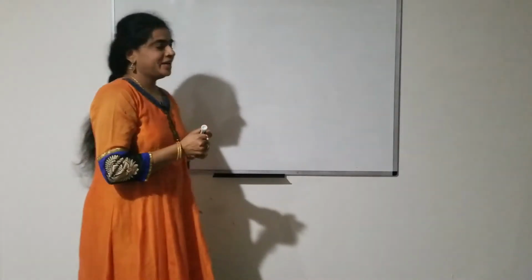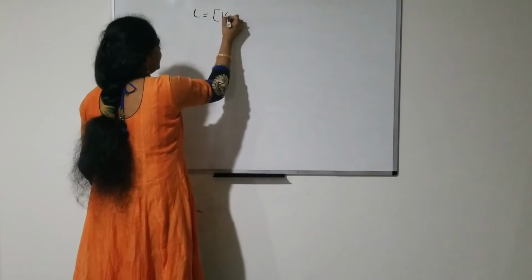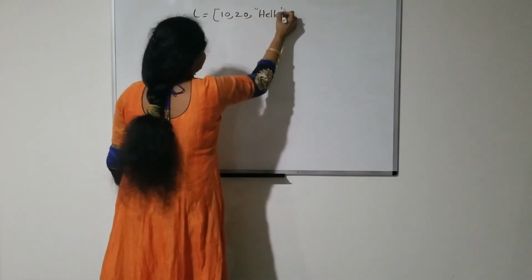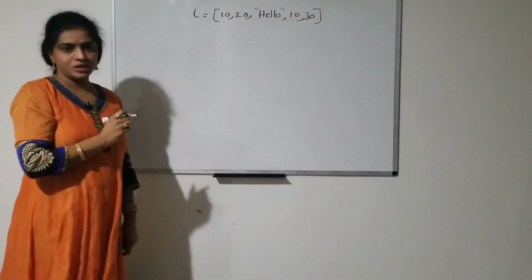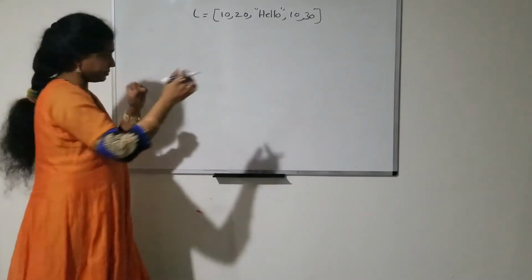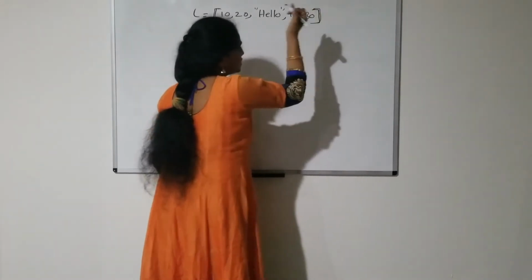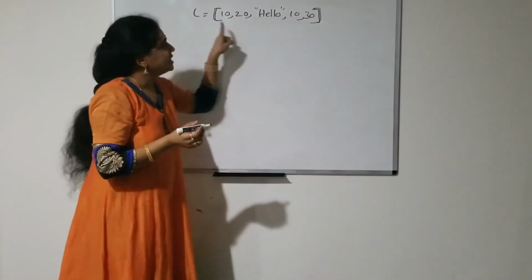So now consider a list L, in which 10, 20, hello, 10, 30. So these are the objects of my list. One important thing you have to remember is the list should always be represented in square brackets only.